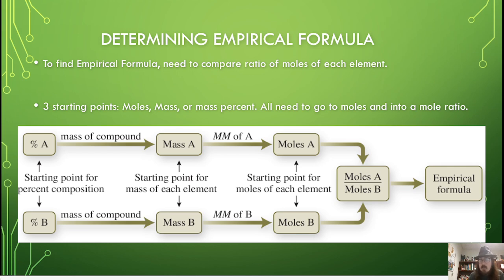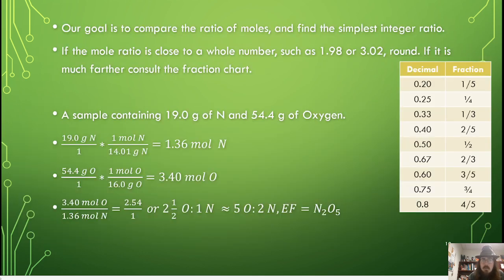But our goal is to get a ratio of moles of A to moles of B. Once we have that, that ratio will give us the subscripts of our empirical formula. So if our goal is to compare a ratio of moles, we want to find the simplest integer ratio, because Dalton's law says that elements must combine in simple whole number ratios.